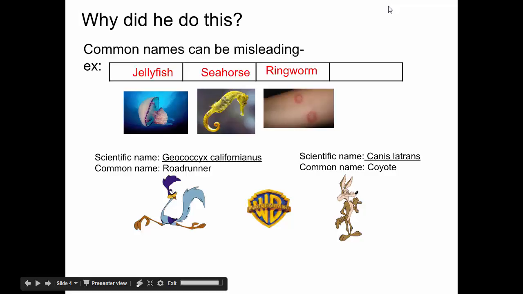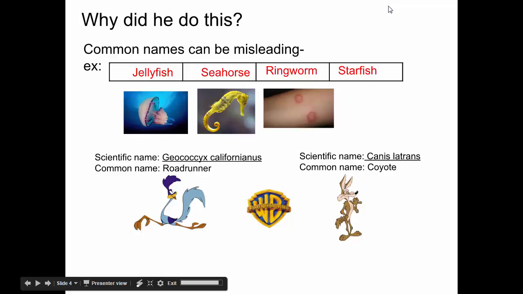Ringworm. I got one. Ew, wait, is that? Yeah. Okay. Is it a worm? No. It's actually not a worm at all. It's a fungus. It's like a skin infection that people get sometimes. It's caused by a fungus. It's not a worm.